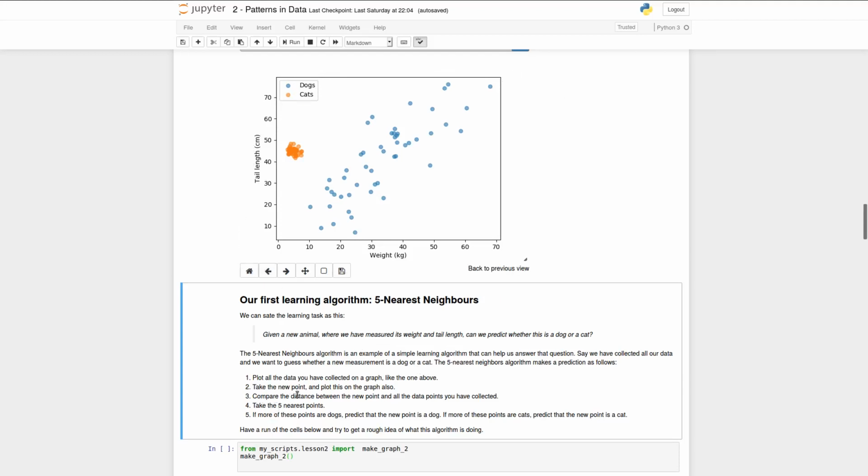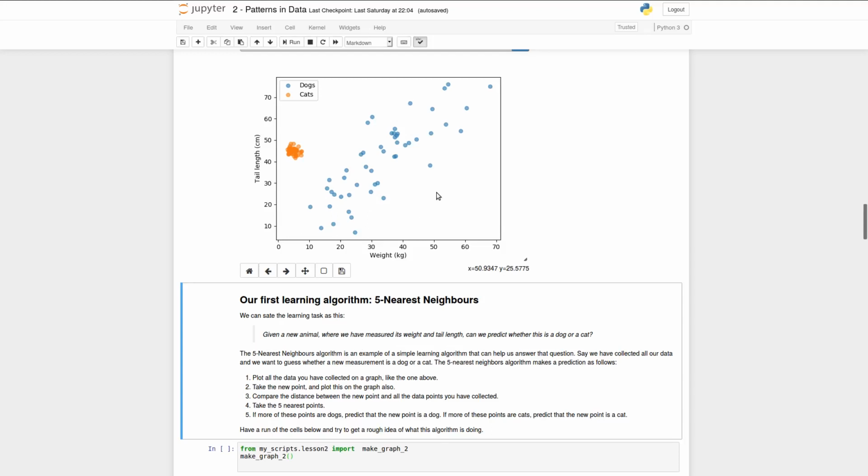And then we're going to take this new point, so this new animal where we've been given its weight and its tail length, but we don't know the type of animal it is. We're going to take that as a point and plot it on the graph. So we're going to plot its weight and its tail length. Let's say this new animal had a weight of 20 and a tail length of 50, it would go up here. Or if it had a weight of 50 and a tail length of 30, it would go here. So we're just going to plot that new point on the graph. And then we're going to basically find the distance between this new point and every single other point on the graph. So we're going to literally measure the distance.